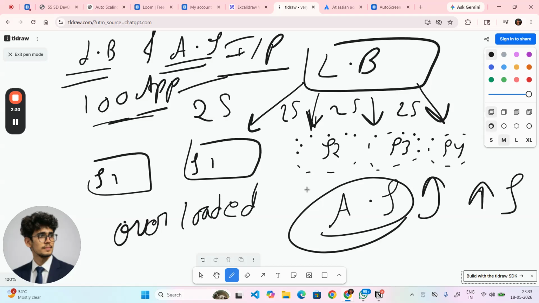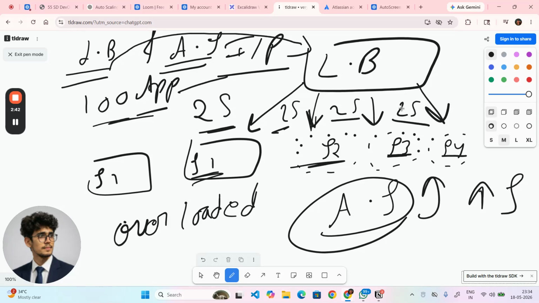So what we did with the help of auto scaling, we increased the servers, from one server to three more servers. And with the help of the load balancer, we managed the applications across four different servers. We just distributed the 100 applications into 25, 25, 25, 25 across four different servers. So this is what is happening in the load balancer and auto scaling, guys.